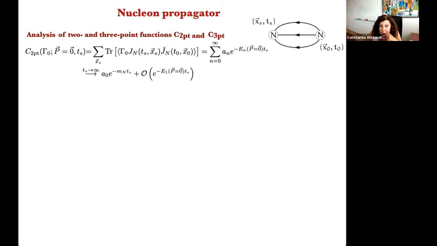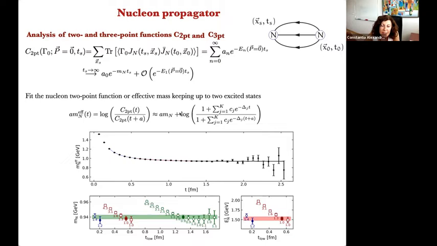And this is a more complicated way of showing this. In order to probe this, if I have a single exponential and divide it by the one at the next time slice, because these are pure exponentials, then I would get the mass of my nucleon.